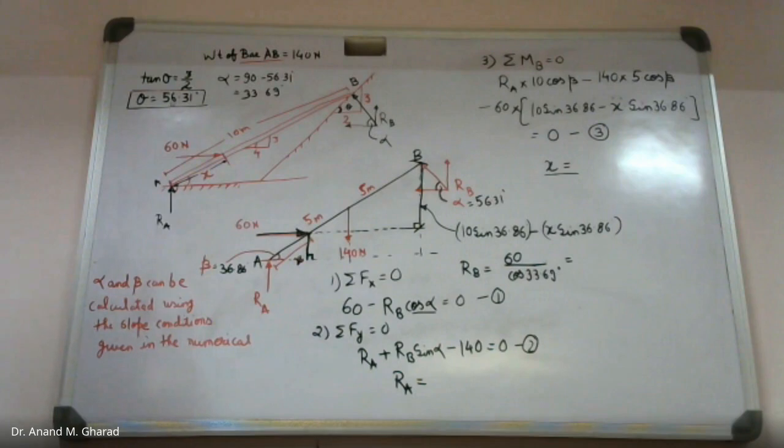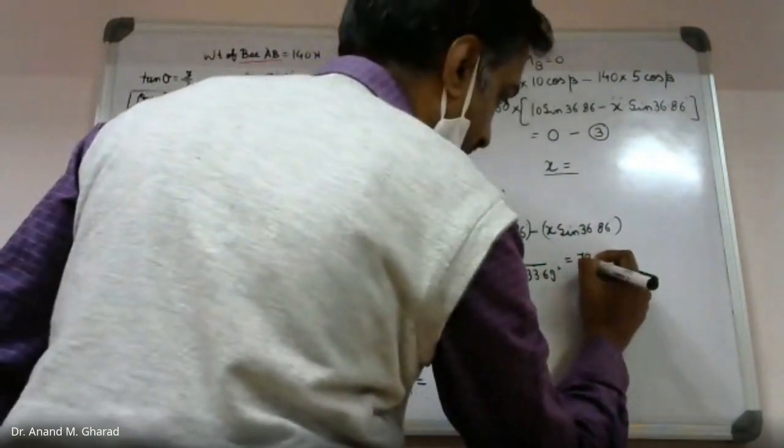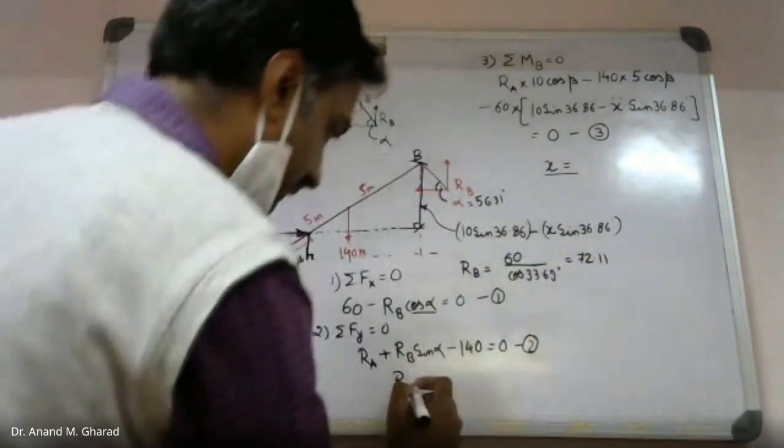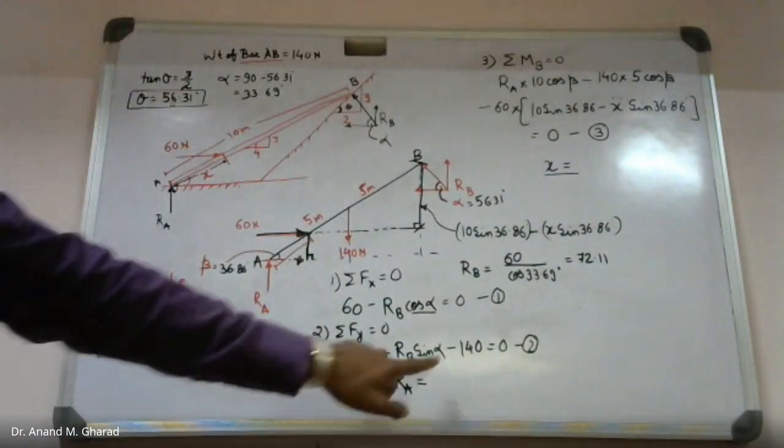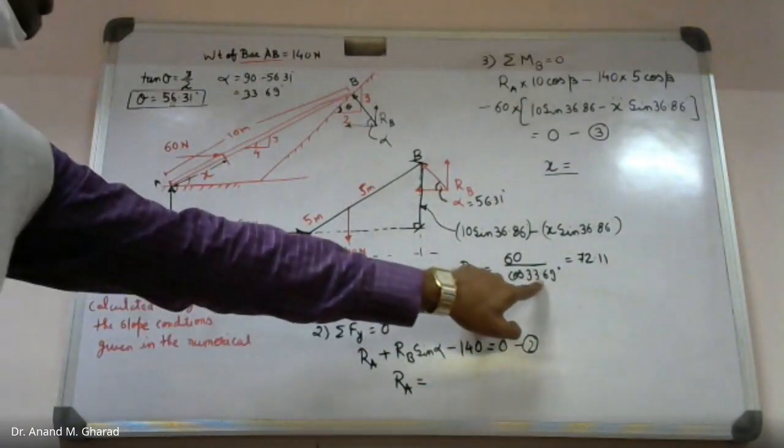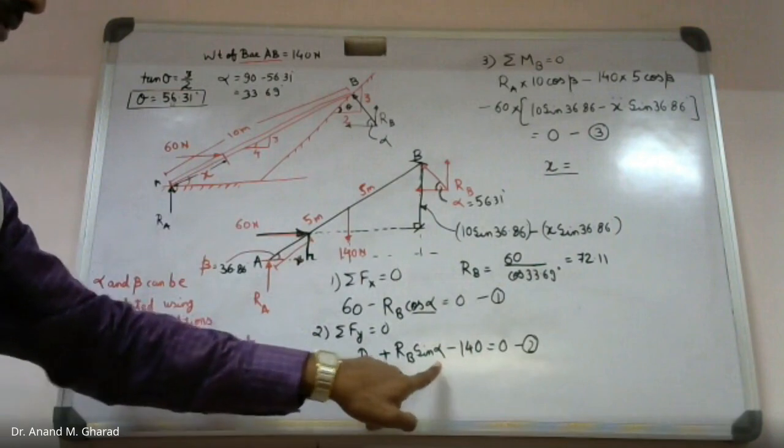Yes, students, are there any queries? Please inform. RB कितना आ रहा है? Sorry, can you please say it louder? 72.11. Okay, see, in the exam, what will be asked is accordingly. RA कितना आता है? अभी बताओ. Alpha is now 33.69. Substitute that value. Find out.